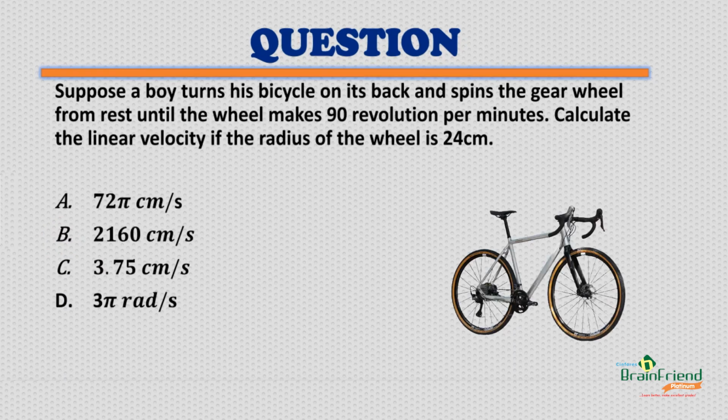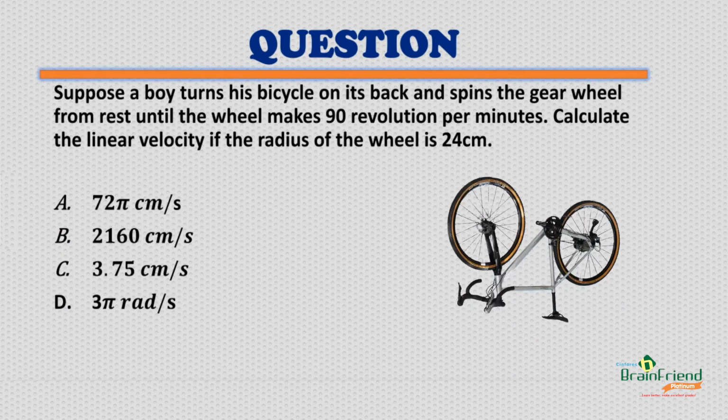Now the last question. Suppose a boy turns his bicycle on its back and spins the gear wheel from rest until the wheel makes 90 revolutions per minute. Calculate the linear velocity if the radius of the wheel is 24 centimeters. The correct answer is option A, 72 pi centimeters per second.